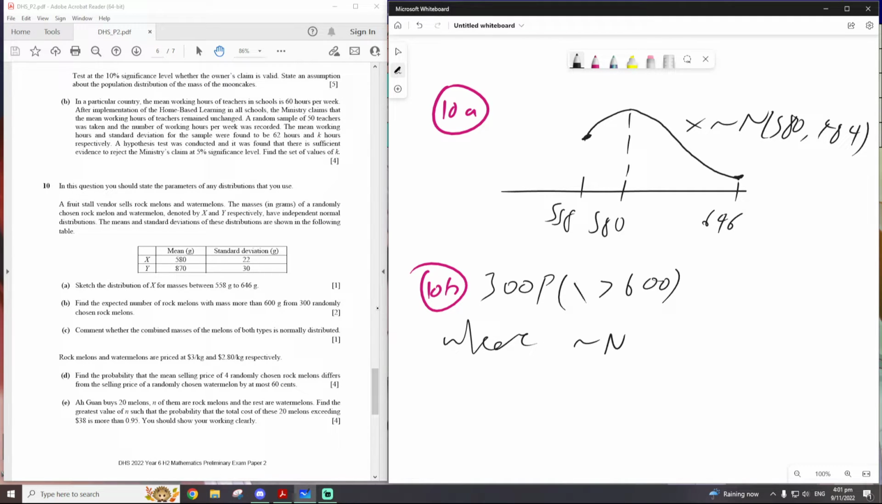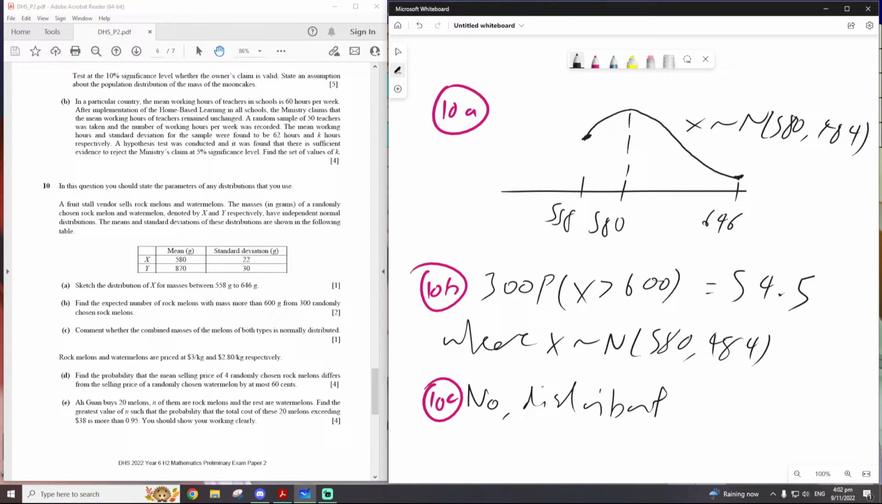Because X is rock melon, Y is watermelon. X is normal, 580 and 484. Okay, and you will get 54.5 to 3SF. Now expectation is just a number, so no need to round off. Comment whether the combined masses of both types will be normally distributed. I think this is kind of intuitive, but the answer is no. The distribution will be asymmetrical.